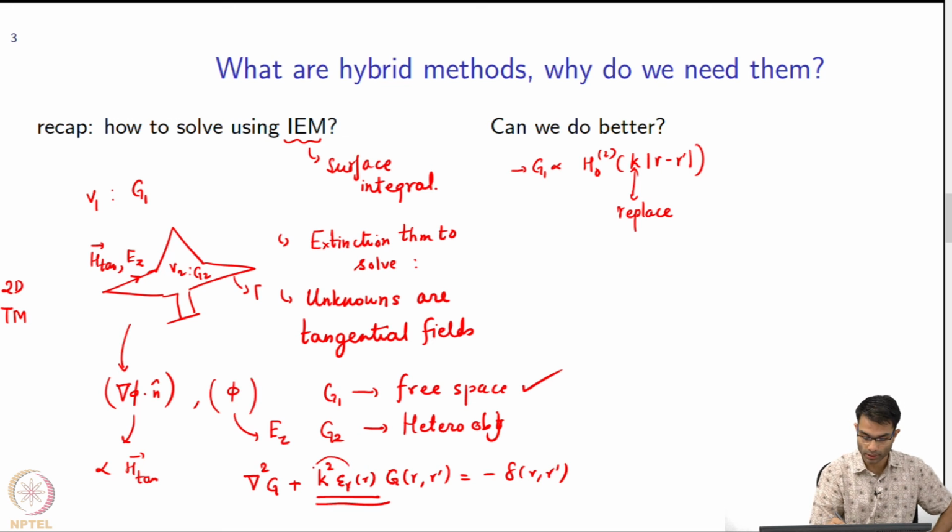It's actually this whole k squared epsilon r, right? So then it's not going to be this Hankel function. In fact, you cannot write it in closed form. Then how will we ever approach the surface integral?